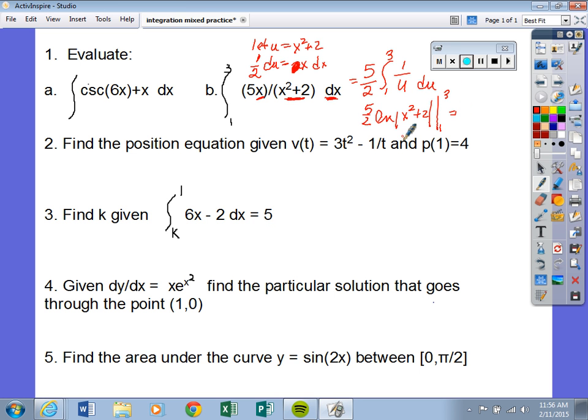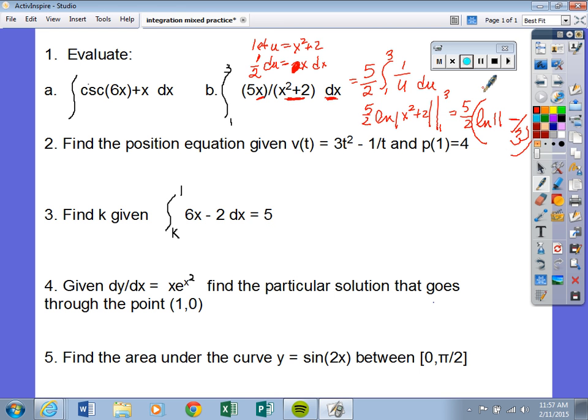So I'm going to do the fundamental theorem of calculus. I'm going to plug in the 3 first. And so that would be the natural log of 11. Okay? And then minus, I'm going to plug in the 1. So I'm actually going to put this in parentheses and just leave the 5/2 out here one time. So if I plug in my 3, I get 11. If I plug in a 1, I get natural log of 3.